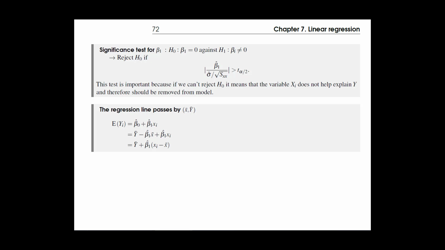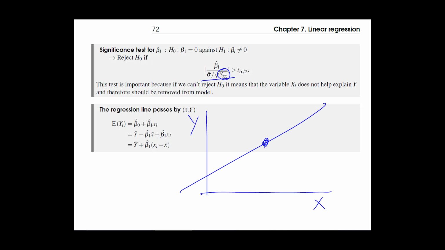Now the test for significance is the same as before, but now it has this formula in terms of the Sxx values. This is a good thing to know: when you have a linear model, could be with more variables, not just one x, it turns out that they always go through the mean. So that's the mean of x, and that's the mean of y.